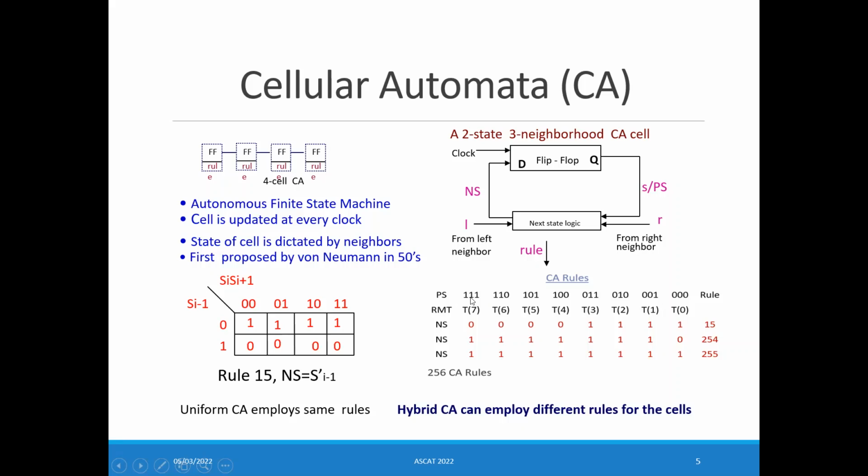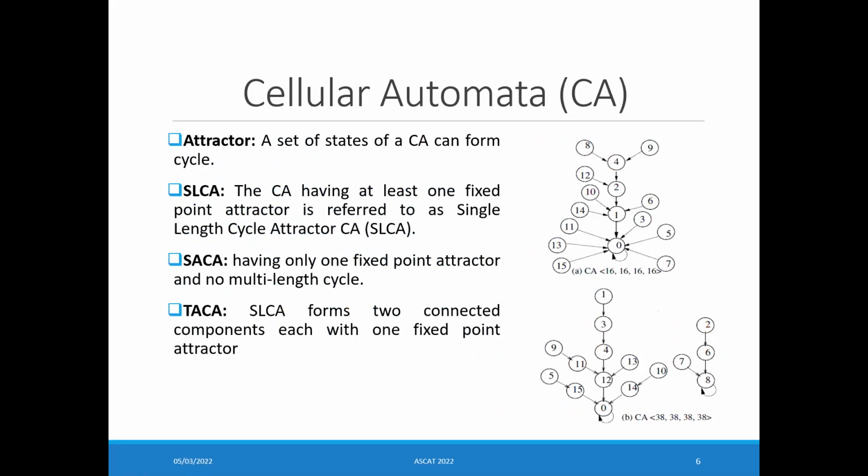The combination of present states is known as the RMT. So 110 is the fourth RMT, and the next state of the fourth RMT is 0 for rule 15. If all the cells are employed with the same rule, it is known as uniform CA. Otherwise, it is known as hybrid CA.